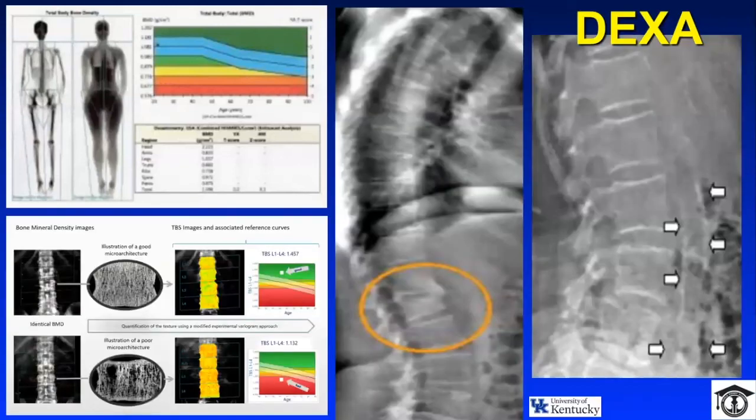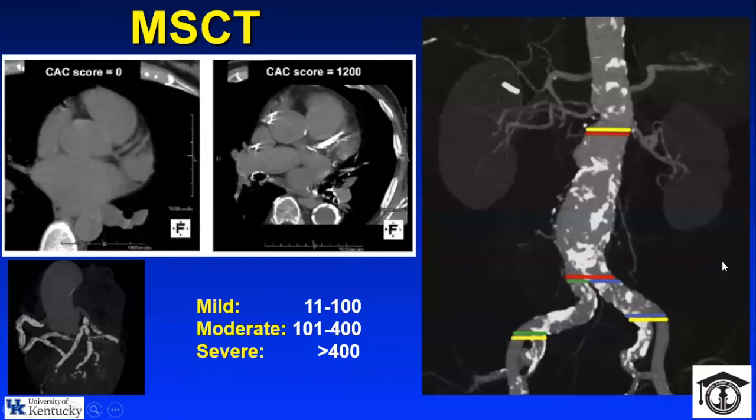Also, by using a DEXA scan, if you put the patient in a lateral position, it can give you a very good idea about anterior and posterior calcification in the aorta. But if you want to be precise and move from semi-quantitative to quantitative measurement, you can use a multi-slice CT scan of the coronaries and the aorta.